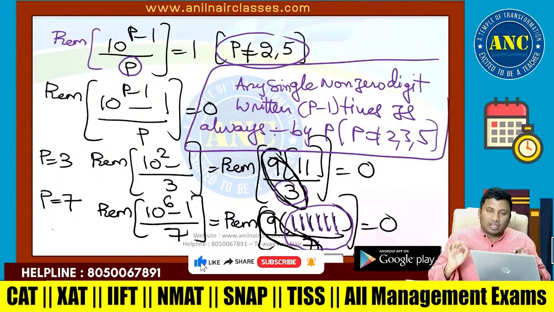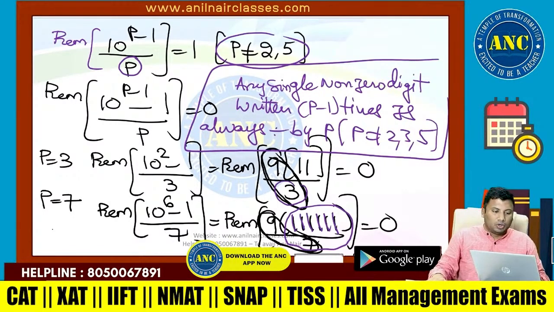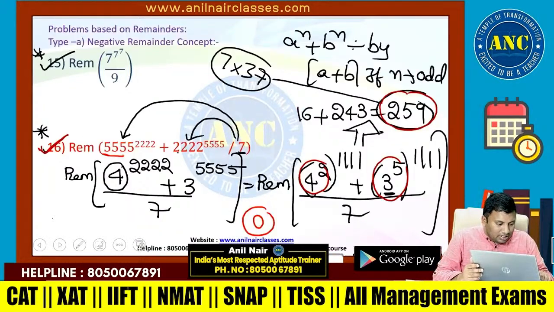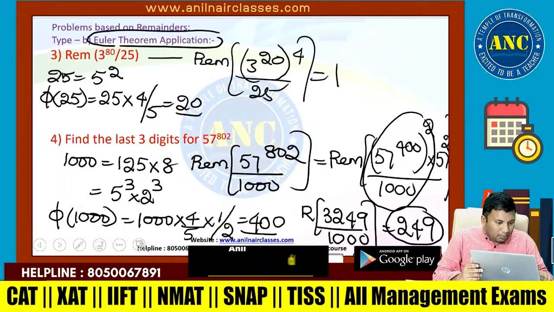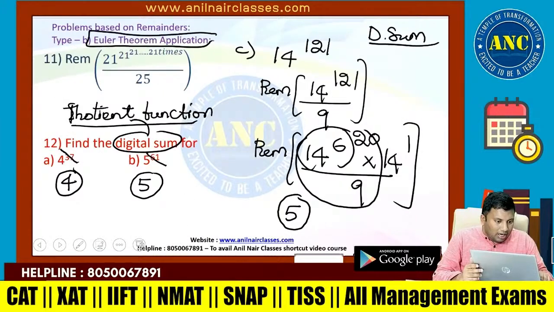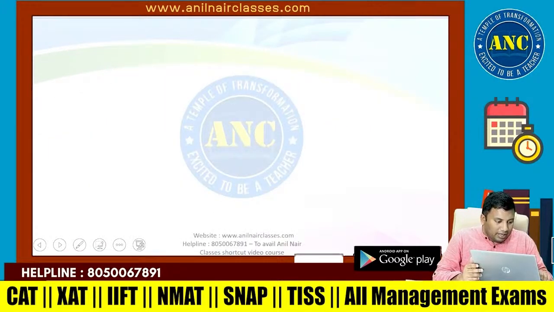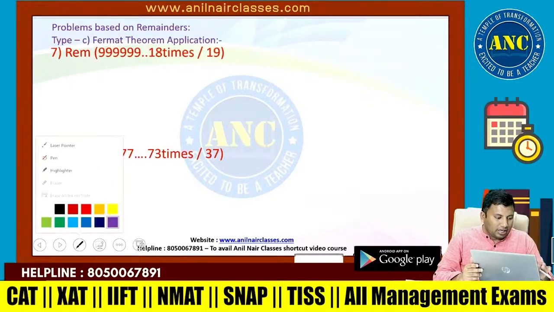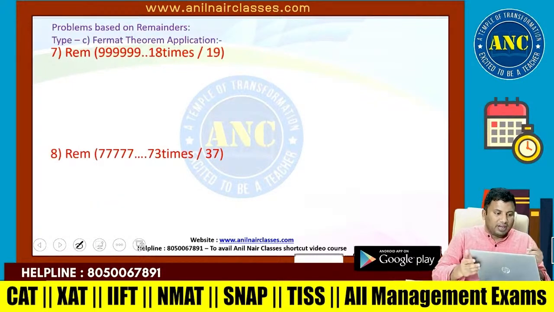So any single non-zero digit written P minus 1 times is always divisible by P if P is not equivalent to 2, 3 and 5. Why am I doing this? Because all these examples, in the morning I discussed Euler theorem. We have stopped here. Now see here, now all the questions are very, very easy.